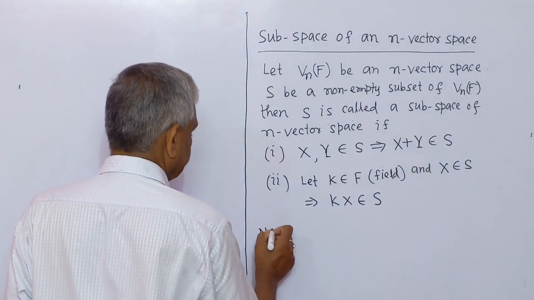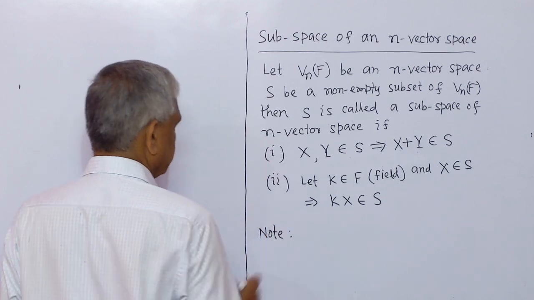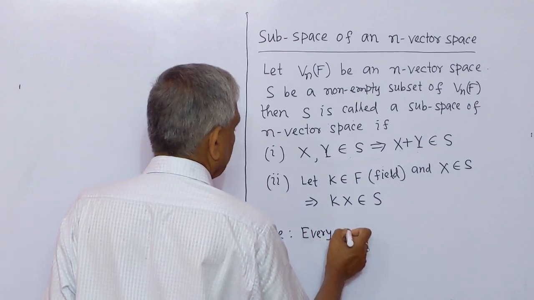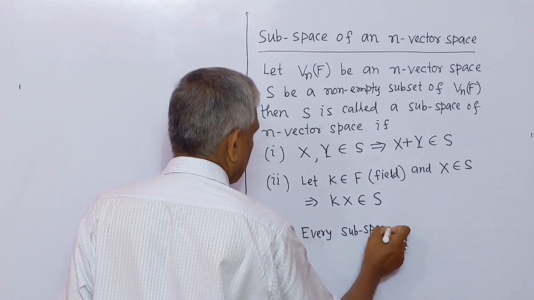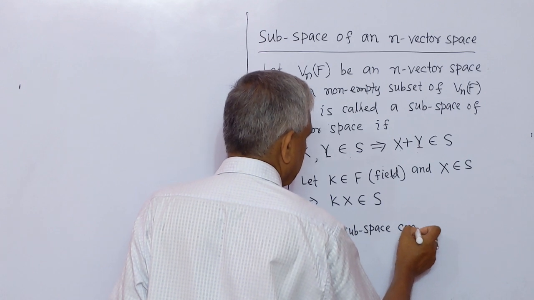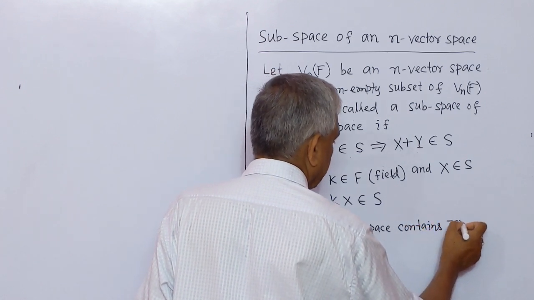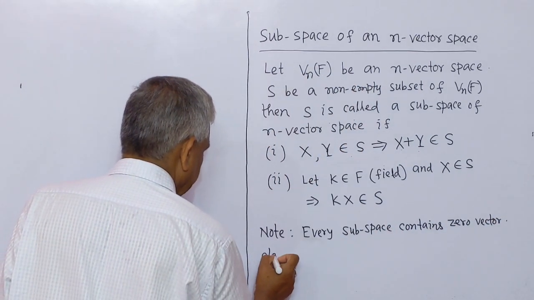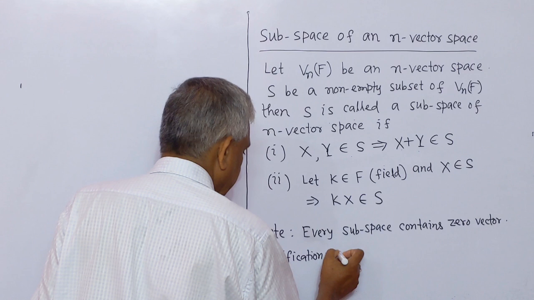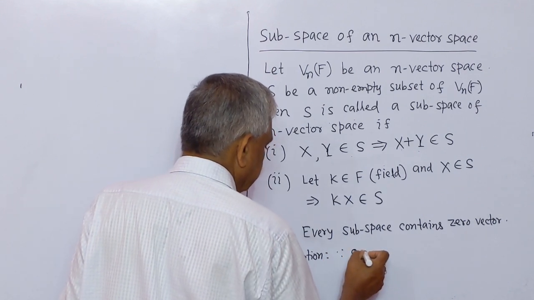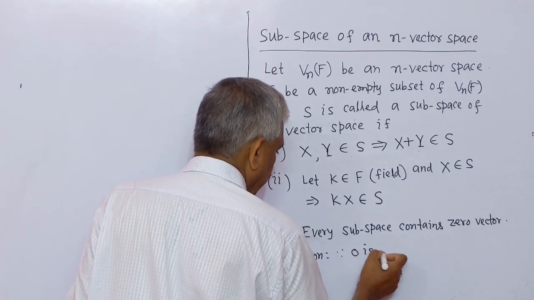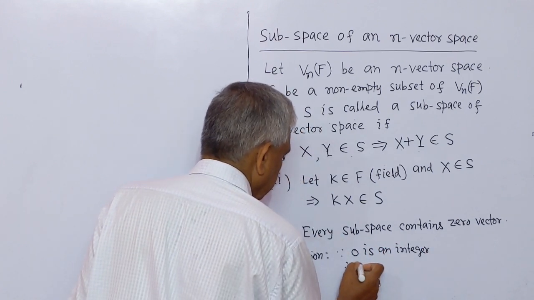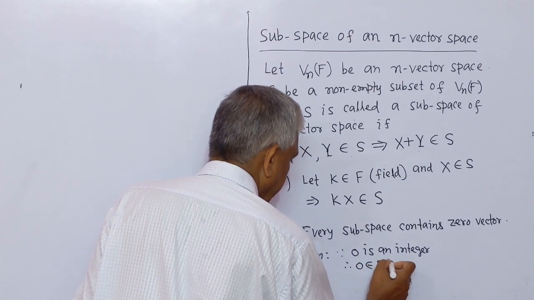Note, every subspace contains zero vector. Clarification: since 0 is an integer, therefore 0 belongs to F, field.